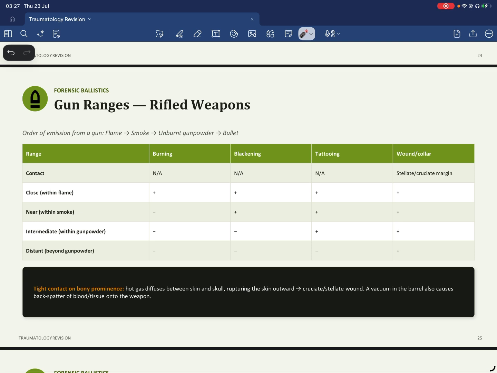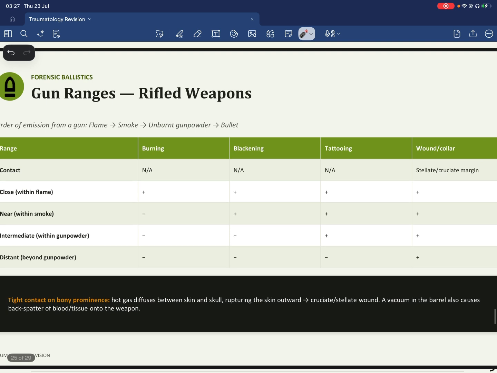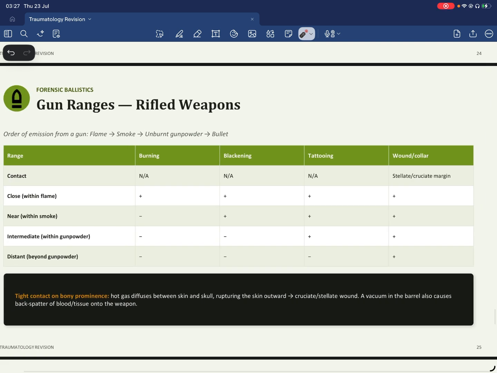Identification of injuries based on the range. For contact injury, stellate or cruciate margins can be seen. If the injury is caused in close range, we have burning, blackening, tattooing, and also wound collar or abrasion collar. If it's within near range, we have only blackening, tattooing, and wound or abrasion collar. If it's intermediate range, we have only tattooing and abrasion collar. And if it's a distant shot, we have only abrasion collar.